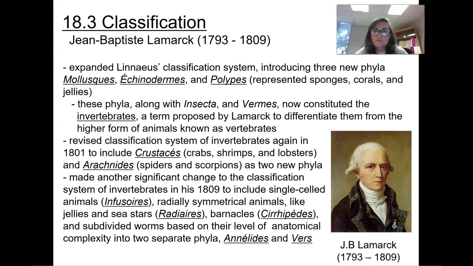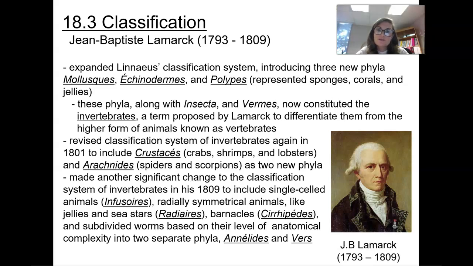So that's going to be a term that's proposed by Lamarck to differentiate from the higher forms of animals, which are going to be known as the vertebrates, or those with a spinal column and spinal cords. They're going to revise this classification system of invertebrates again in 1801 and include the crustacea. Those are going to be things such as crabs, shrimps, and lobsters, and the arachnids, which are going to be spiders and scorpions. We refer to them as arachnids today. These are going to be 2 new phyla that they're going to include.